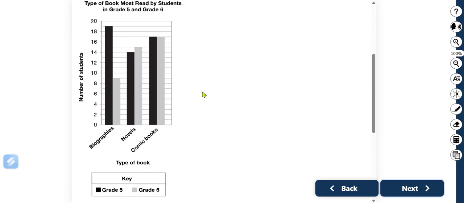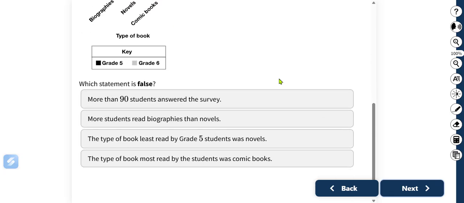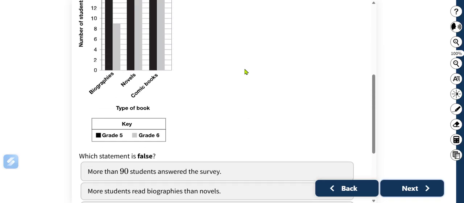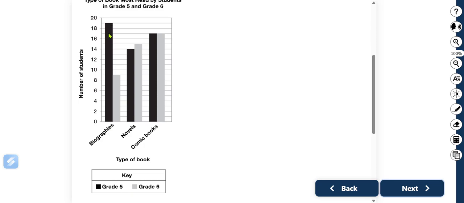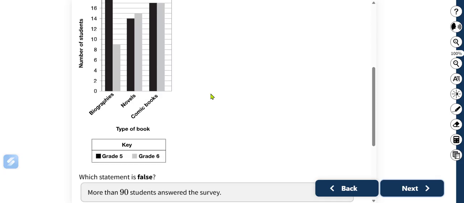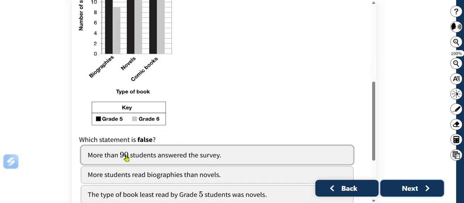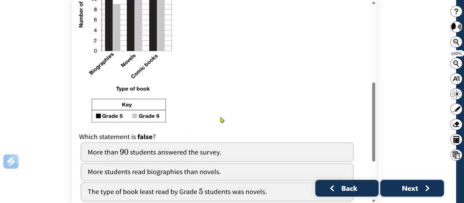Now here is the question. The question is to find which statement is false. The first option is more than 90 students answered the survey. Now if you look at the graph, the number of students, if you count 19 plus 9 plus 14 plus 15 and 17 and 17, all these numbers add up to more than 90. So this statement is true. So this is not the answer.